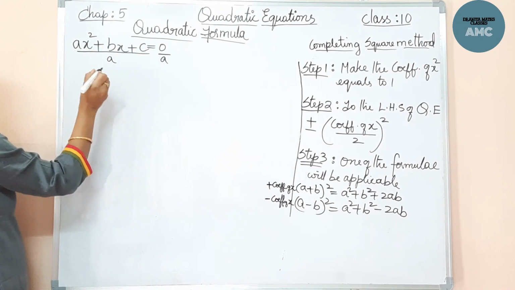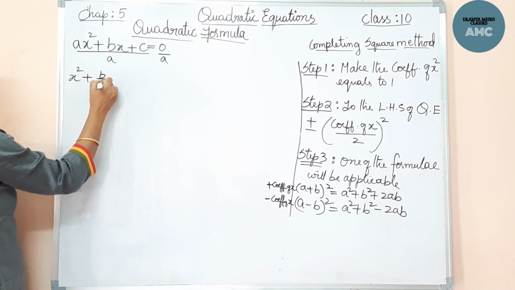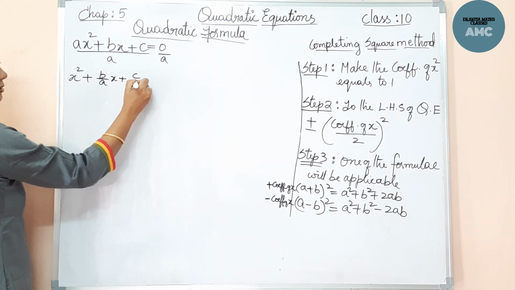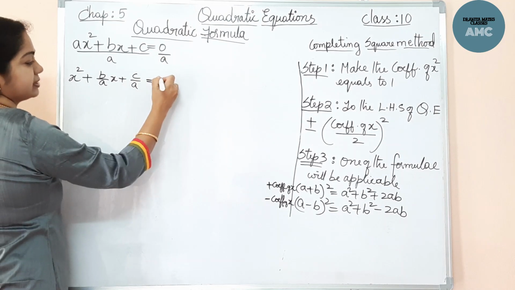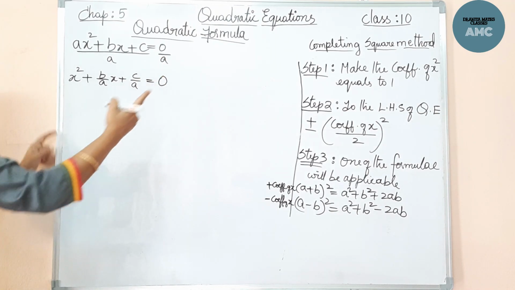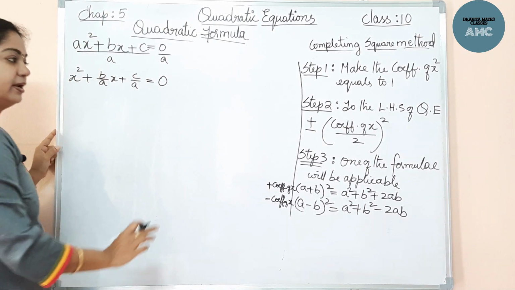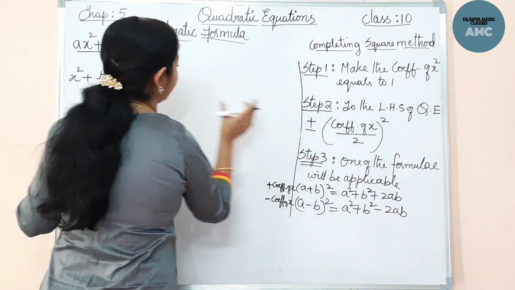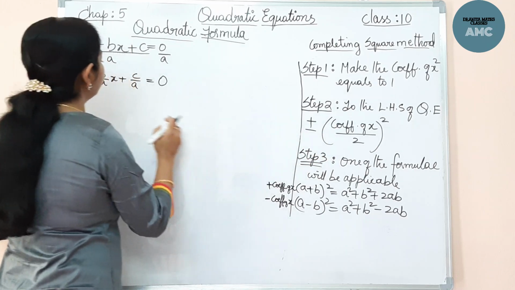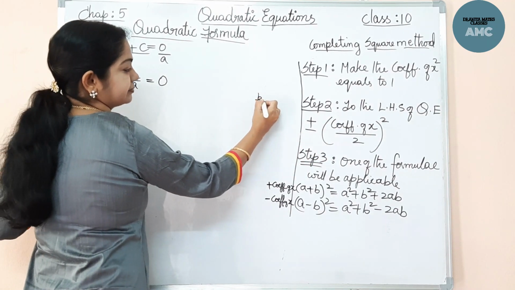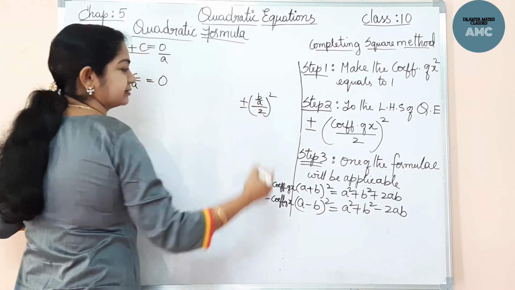Then a gets cancelled, so it comes to x square plus b by a x plus c by a, equal to 0 by a, which is 0. Okay, the first step is over. I am making the coefficient of x square 1. Now second, to the LHS of the quadratic equation, add and subtract the coefficient of x by 2, whole square. Now the coefficient of x is b by a. This you have to add and subtract.